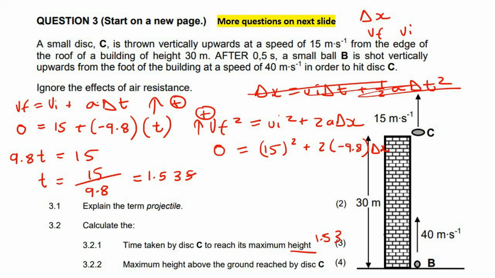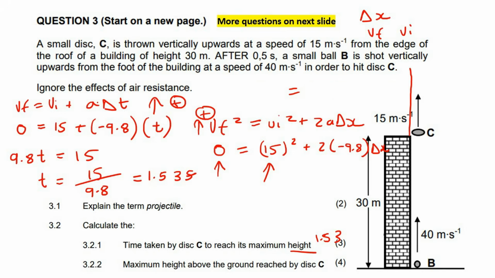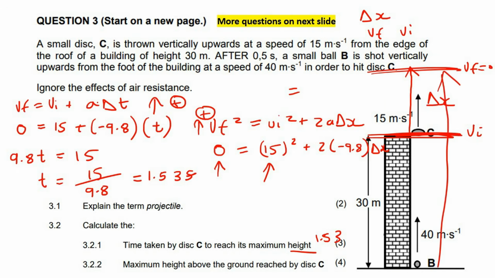Now be careful. Because we are talking about a final velocity of 0 and an initial velocity of 15, that means that we are only looking at this part over here. We're only looking at that part because that's where the initial velocity was 15 and the final velocity was 0. So the displacement that we calculate now is only that part over there. It's not the whole thing from the ground.